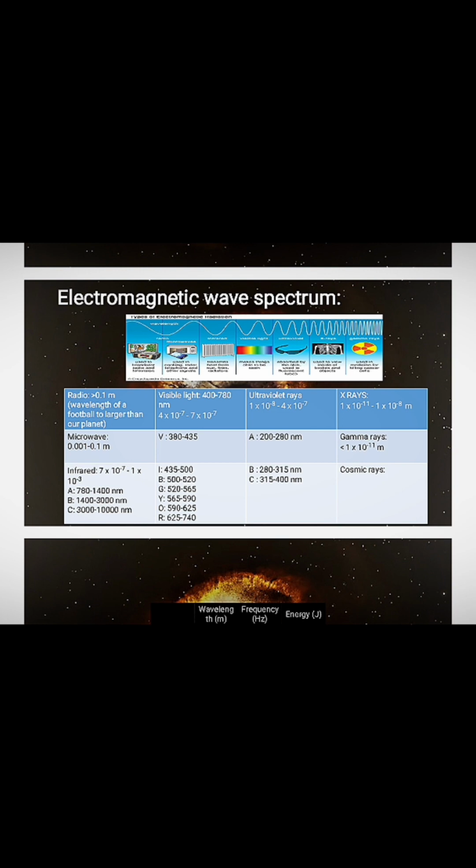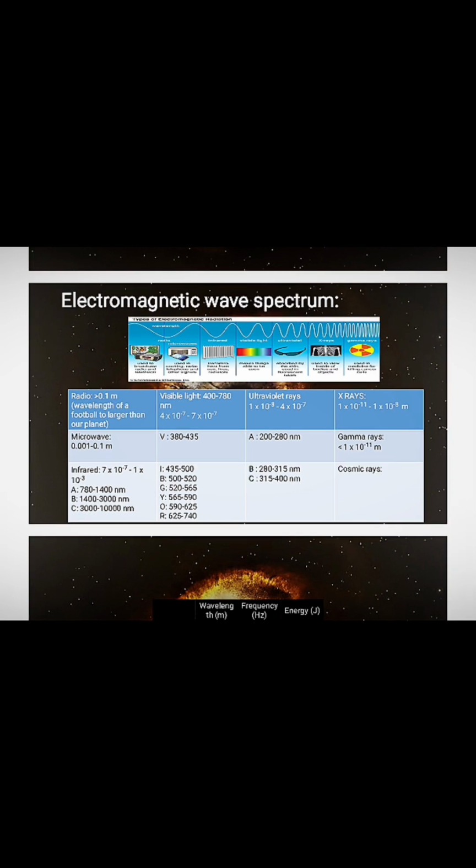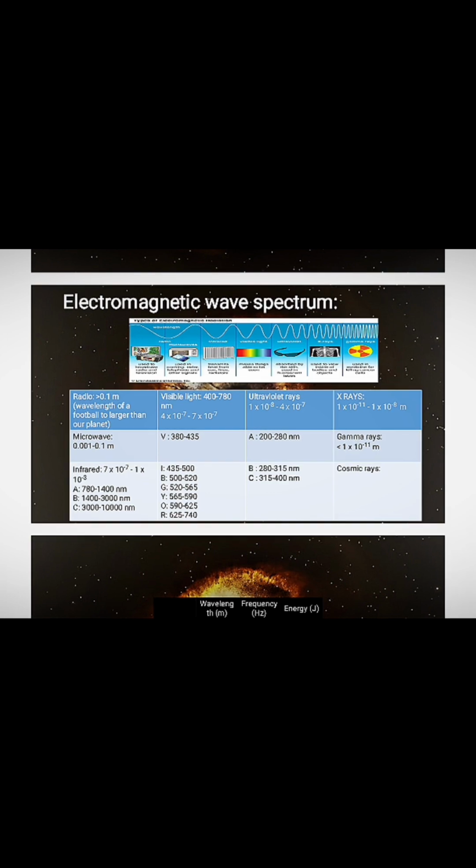The ultraviolet region falls in the range of 1 × 10^-8 to 4 × 10^-7 meters. Further, it is divided into three regions, ultraviolet rays C, B, and A, because it has various effects on the human eye and human organs. Ultraviolet rays C fall in the range of 315 to 400 nanometers, B in the range of 280 to 315 nanometers, and ultraviolet rays type A fall in the range of 200 to 280 nanometers.